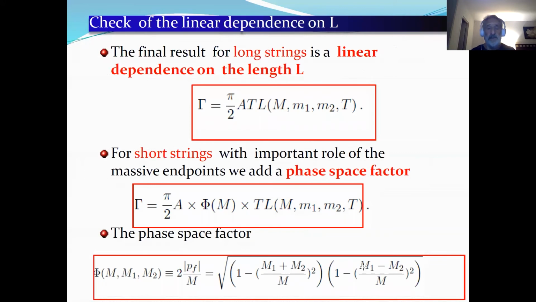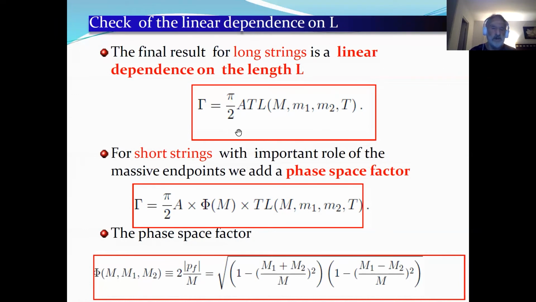Okay, so our claim is that the total decay width of any of these resonances we've seen is linearly proportional to L. L, the length, is a function of the total mass, the masses of the endpoints, and the tension. So it has, of course, the dimension of energy: T times L and some numerical constant.